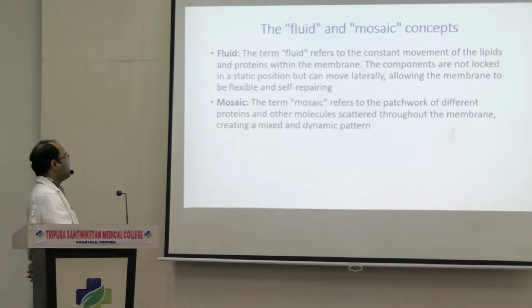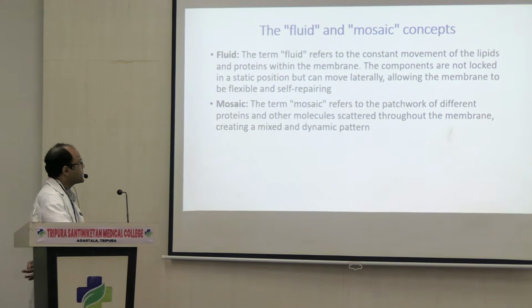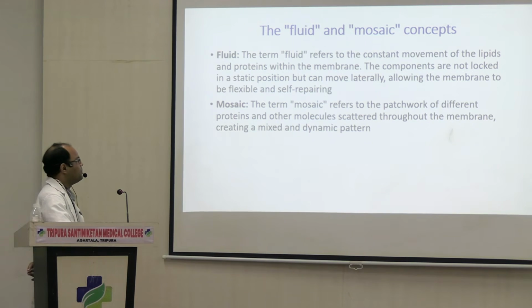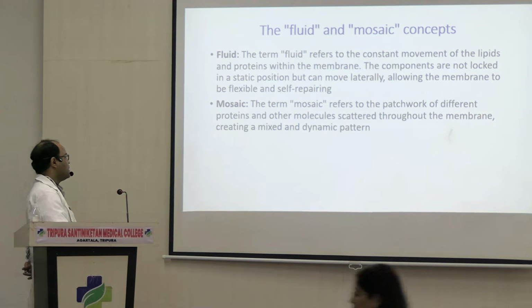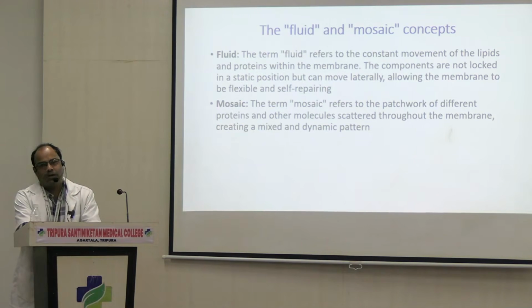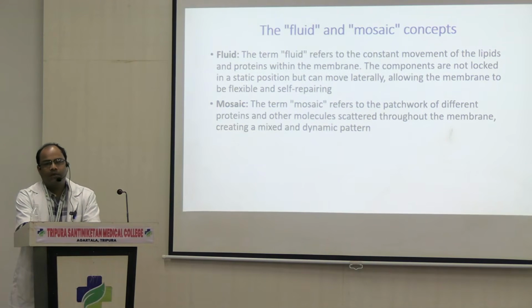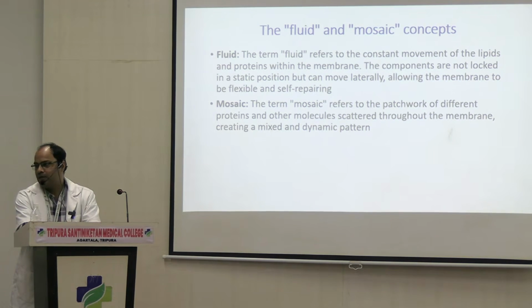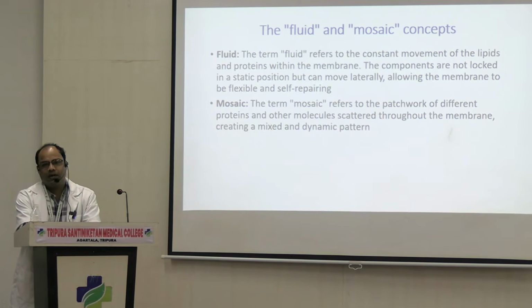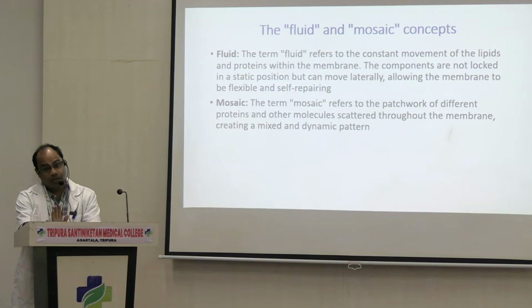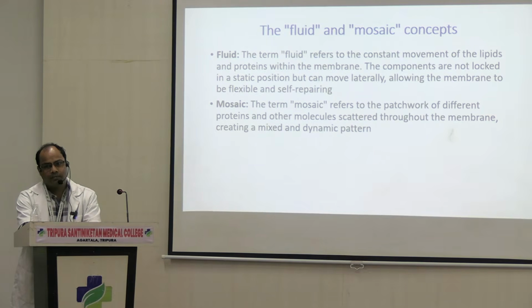So the cell membrane is a flexible and self-sealing structure. Mosaic means patchwork of different proteins and other molecules scattered throughout the membrane, creating a mixed and dynamic pattern. So this is called fluid mosaic theory of cell membrane. Very easy. Understand everyone? कुछ समझ आ गया सब? अगर क्वेश्चन आएगा तो लिख पाओगे ना? Short note with diagram, definitely. Right?